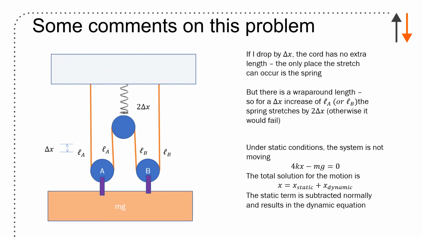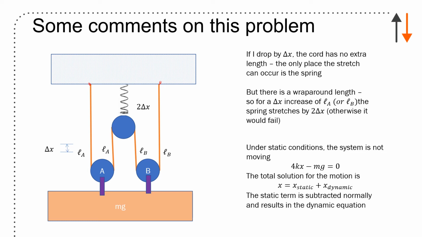And so if this goes down, or moves by delta x, this has to move by 2 delta x in order to make up for the loss in length, or the increase in length of the cord, because this cord starts here and ends here. It's a finite length. I can see that with my eye.